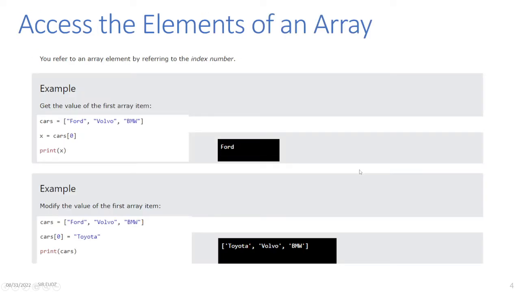Access the elements of an array. You refer to an array element by referring to the index number. In this case, we get the value of the first array item. We have cars equals Ford, Volvo, BMW. So x is equal to cars[0]. Remember that the index of the first item is 0. If we print x, this will print Ford. Here, modify the value of the first array item. Cars equals Ford, Volvo, and then BMW. cars[0] equals Toyota. If we print cars, you notice that Ford was replaced by Toyota.